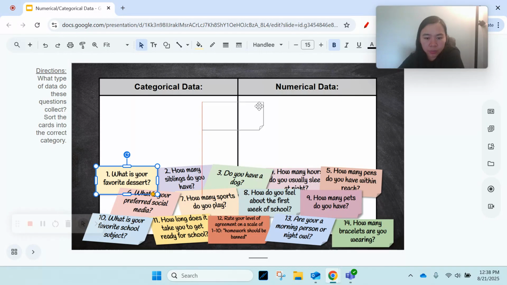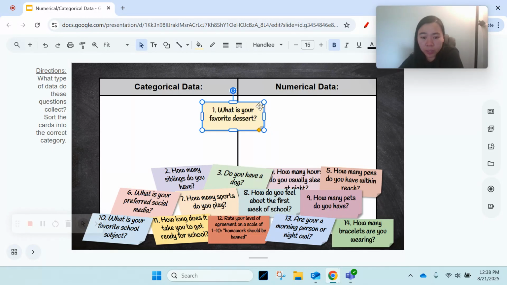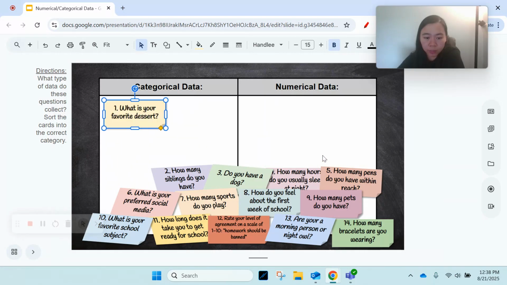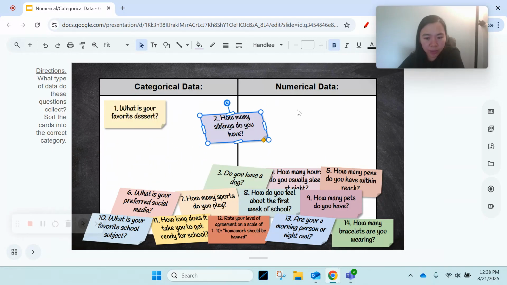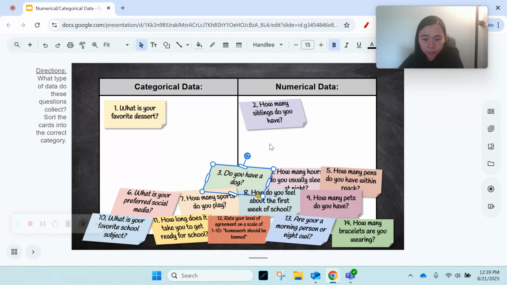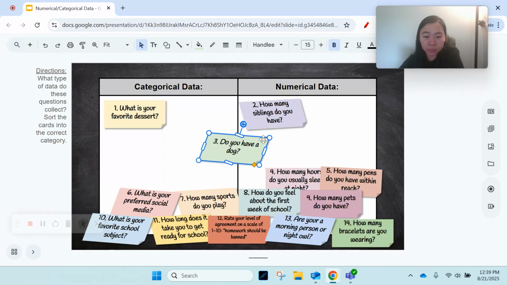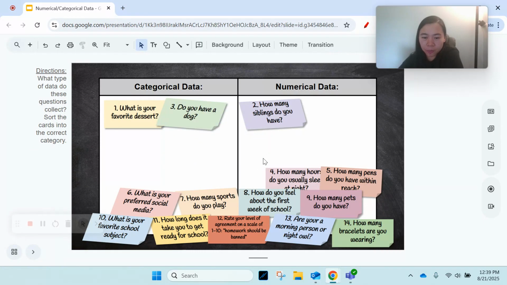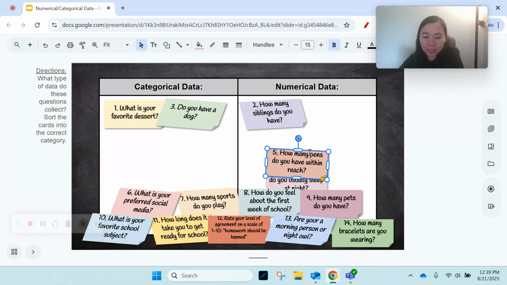What is your favorite dessert? Would they give me a word or a number answer? If I say cookies, that's a word. That's categorical data. How many siblings do you have? How many? That's numerical. That's going to be a number. Do you have a dog? Yes, no. That's a word. That's categorical.